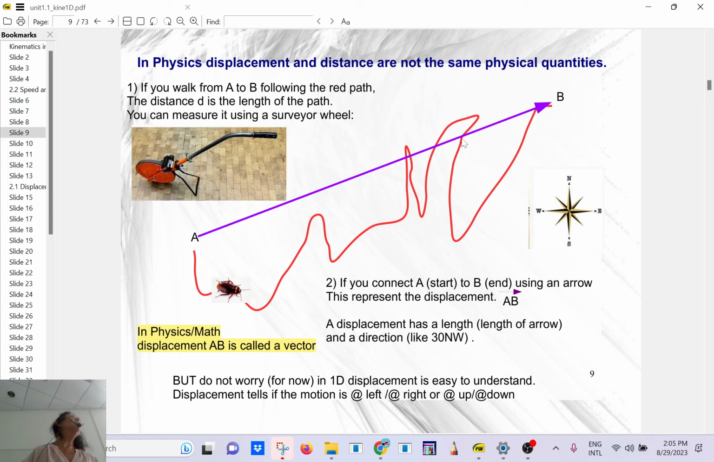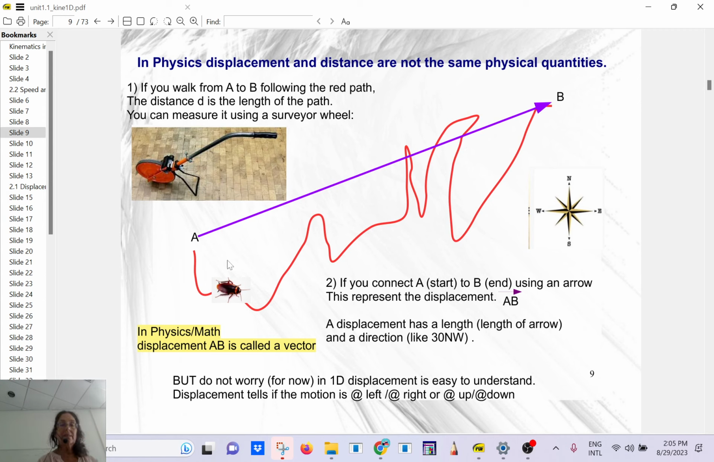So if I say I drive 30 miles, I'm not going to give you any information which way I went. So that's going to be a distance, 30 miles. So if I drive 30 miles, it's a distance. But if I say I drive 30 miles north or northeast, that's a displacement.